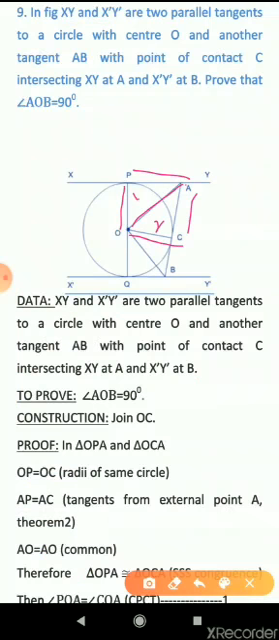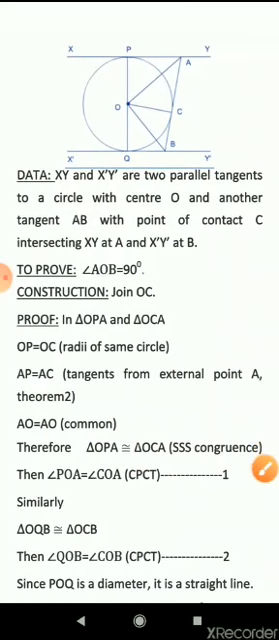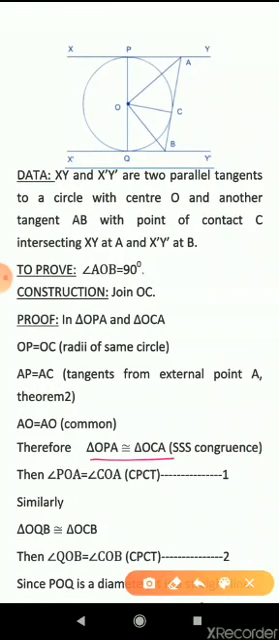So from this what we can understand is, therefore triangle OPA is congruent to triangle OCA. By which criterion? Yes, side. So SSS congruence. All these are sides. So from SSS congruence, these two triangles are congruent.